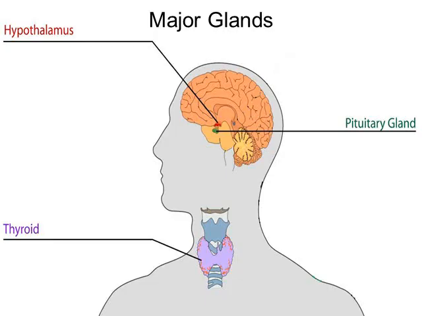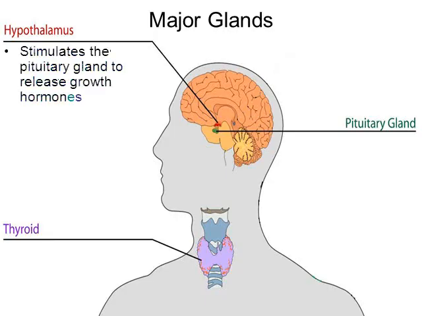Okay, so here's our diagram showing basically above the shoulders 3 major glands. The first one I want to mention is called the hypothalamus, and like all glands, the hypothalamus releases hormones. And so you can see from the notes right now, the hypothalamus releases hormones, and what it might do is the hormones of the hypothalamus might stimulate the gland just below it, called the pituitary gland. And when the pituitary gland receives hormones from the hypothalamus, the pituitary gland might respond by releasing growth hormones.